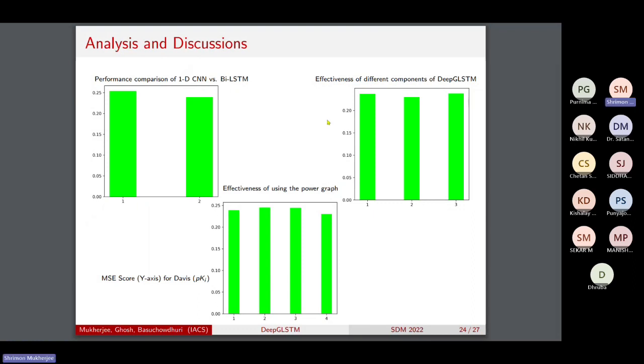And similarly, this is another ablation study: if we take the first block of GCN and feed A into it, what it does; if we take two layers of GCN and apply A squared on that, what results it produces; and if we apply our DeepGLSTM; and finally, if we increase the number of layers from 3 to 4, what happens in the model performance. These two are basically the same thing represented in a different manner. That is the effectiveness of the power graph and of why we applied different components in DeepGLSTM.